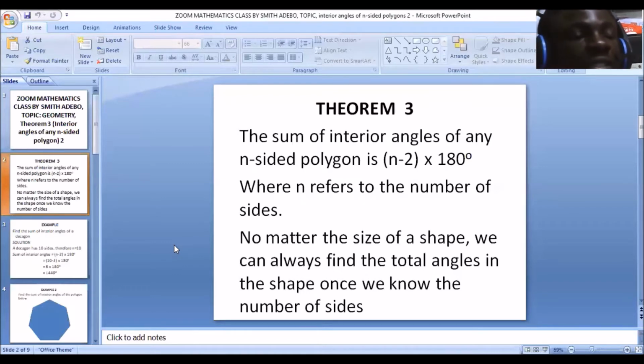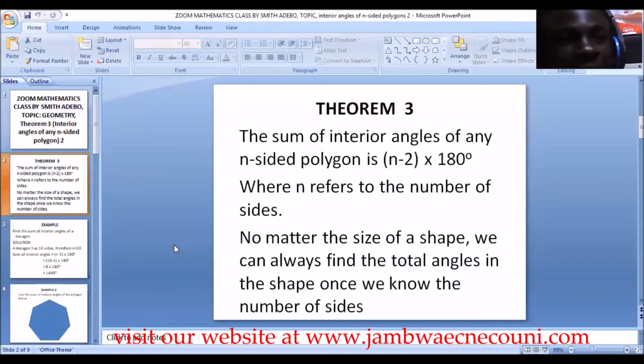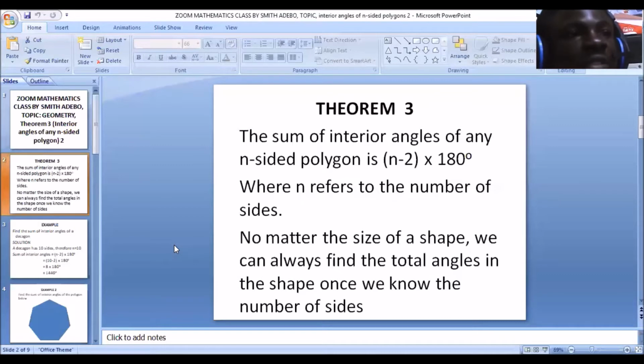I told you in our previous class that the concept of these interior angles of n-sided polygons is that most times you'll be given a particular diagram, a shape, a polygon, and first you'll be asked to identify this polygon. After identifying the polygon, you will be further asked to find the number of interior angles. Now, how do you identify a polygon? Polygons are distinguished firstly by their number of sides. What determines the name of a polygon is the number of sides.